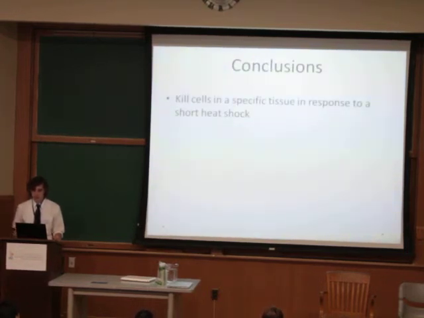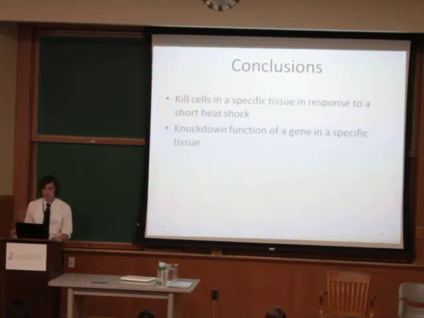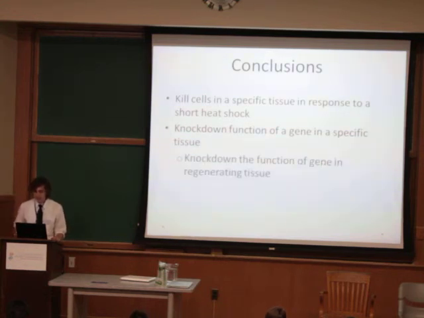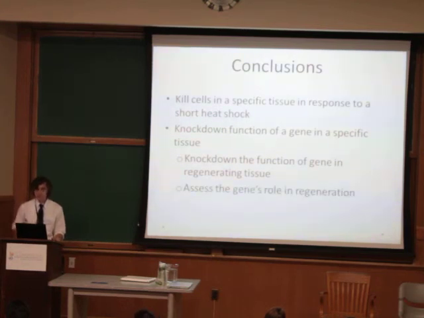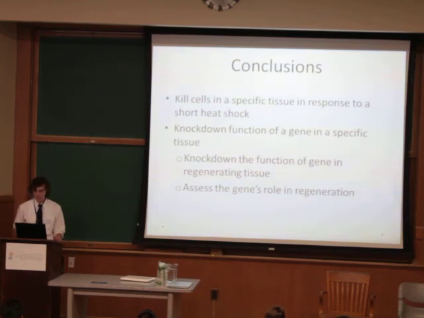So, in conclusion, what I've shown with the system so far is that we're able to kill cells in a specific tissue in response to a short heat shock. We're able to knock down the function of the gene within a specific tissue. And these together mean that we're able to knock down the function of the gene in this tissue that we kill and is then regenerating. And then we can assess that gene's role in regeneration, with hopes that by finding new genes that are involved in regeneration, we'll get a better understanding of the process itself.